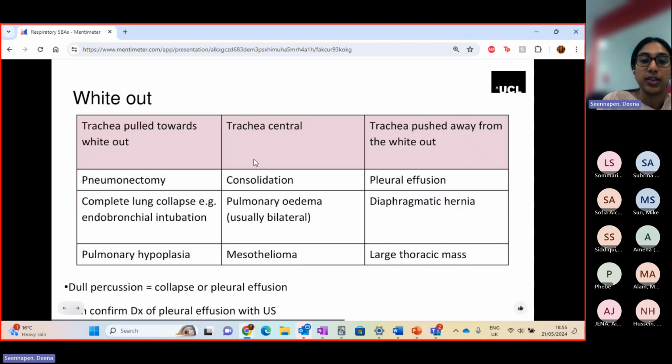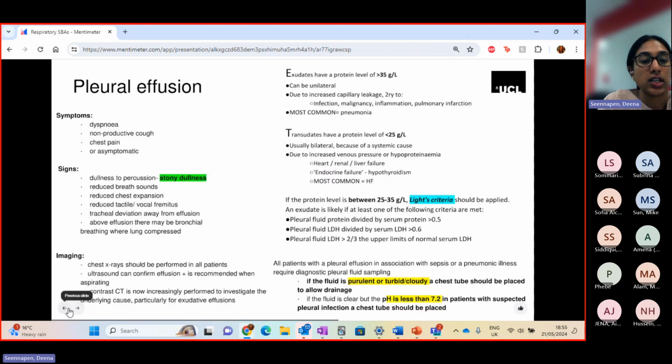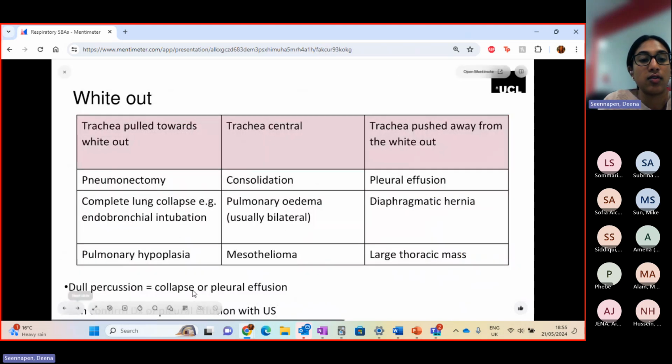So with trachea central, you're thinking more infection causes, consolidation, pulmonary edema, and then with the trachea being pulled towards the whiteout, some kind of pneumonectomy or complete lung collapse. And then on examination, dull percussion is collapse or pleural effusion, but the stony dullness is more indicative of pleural effusion.